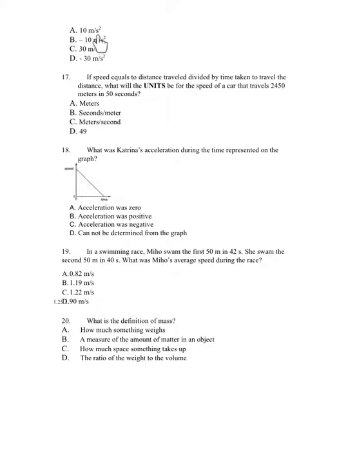A. 10 meters per second squared. B. Negative 10 meters per second squared. C. 30 meters per second squared. D. Negative 30 meters per second squared.